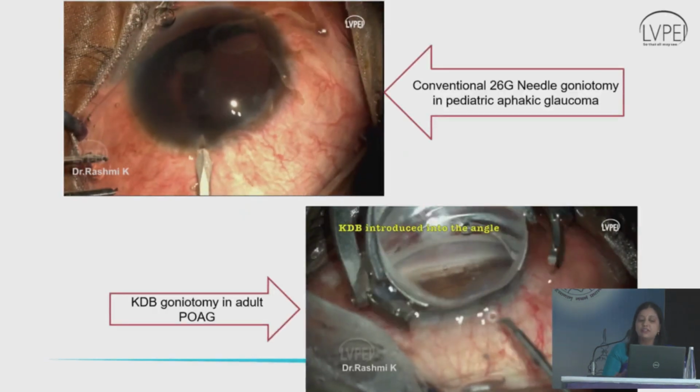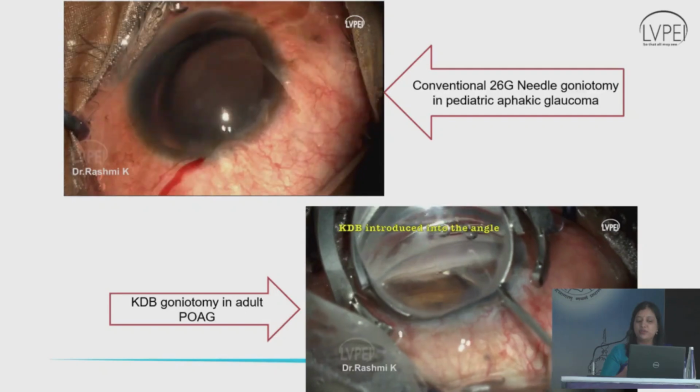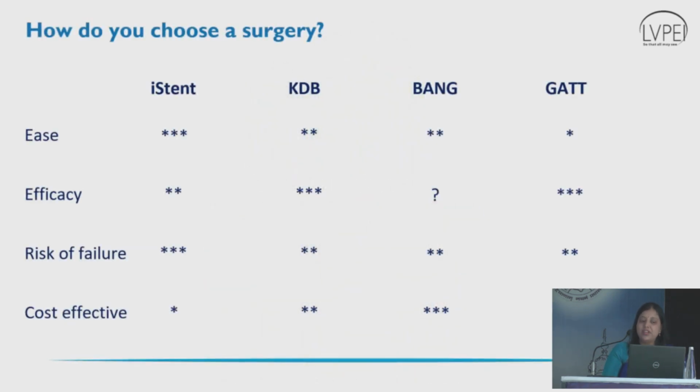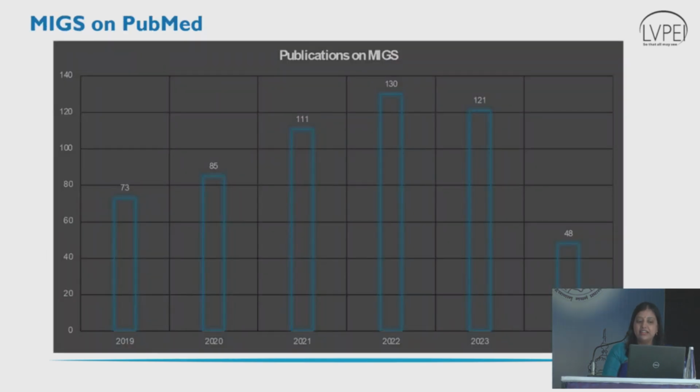As for the learning curve, for those who have done congenital glaucoma goniotomy, it's not very easy, but still, if we have good visibility, the learning curve is not that difficult. How to choose a surgery? It depends upon the cost and the kind of experience we have. We are comfortable with KDB, Bang, GAT, and iStent, because it's costly, we have not started doing too many, but we can select. And we know that the number of publications on MIGS has increased with time.